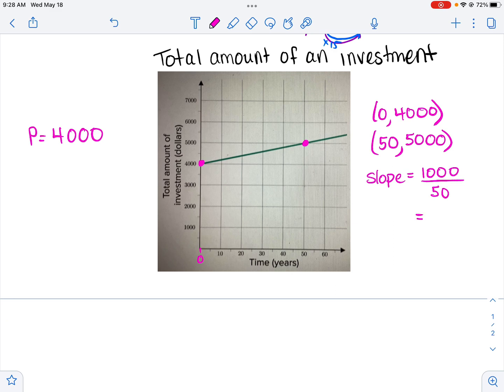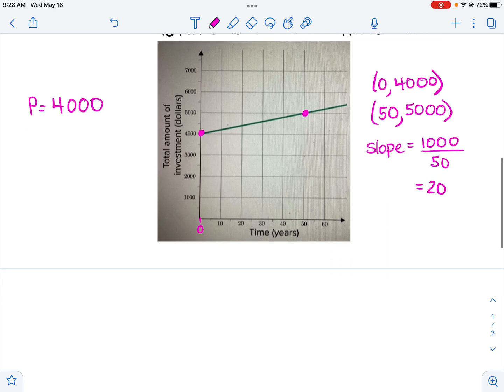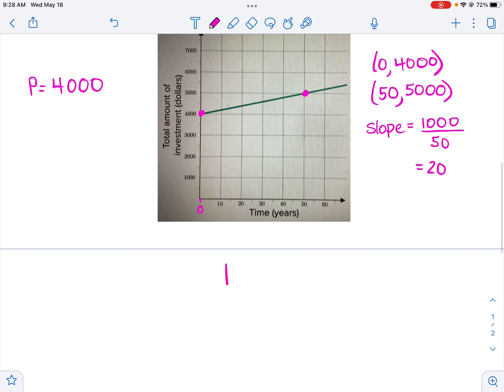Sorry, I just had another thought. Okay, but we'll keep doing it this way. So the slope of my line is 20. Does that help me? Let's see. So I know my formula is interest equals principal times rate times time.